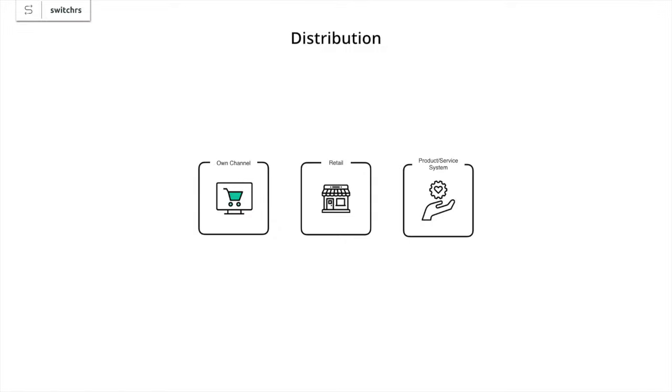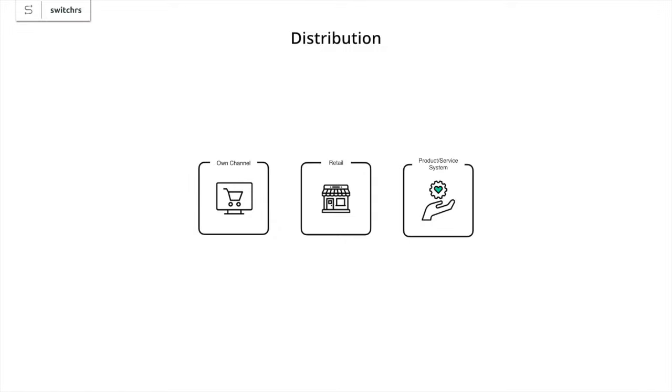Your own channels are the sales channels that you personally own. So this can be either online or offline or both. Retailers or shops owned by others who sell your product for you. And then finally you have the product service systems. So this last one implies that you might not sell the product as such, but you sell the functionality of the product. So you could, for example, look at a car manufacturer.